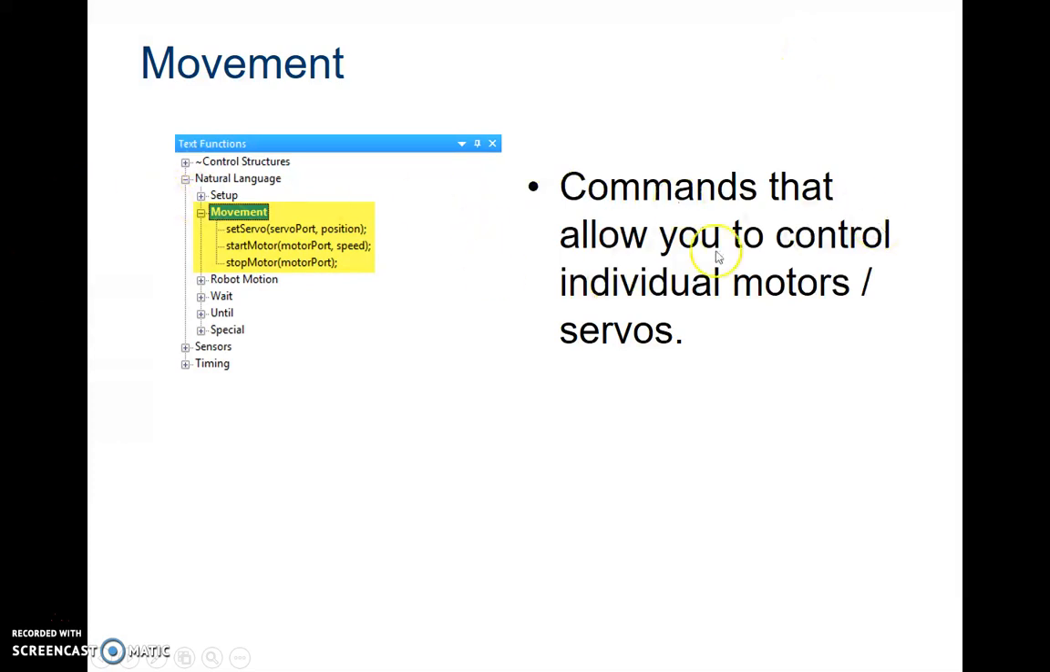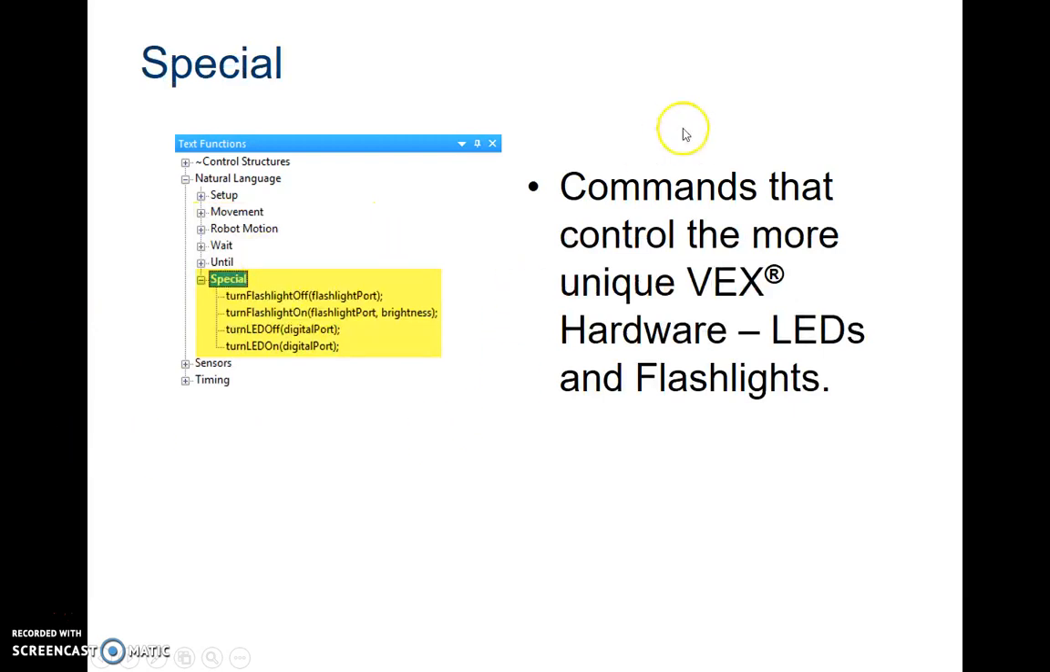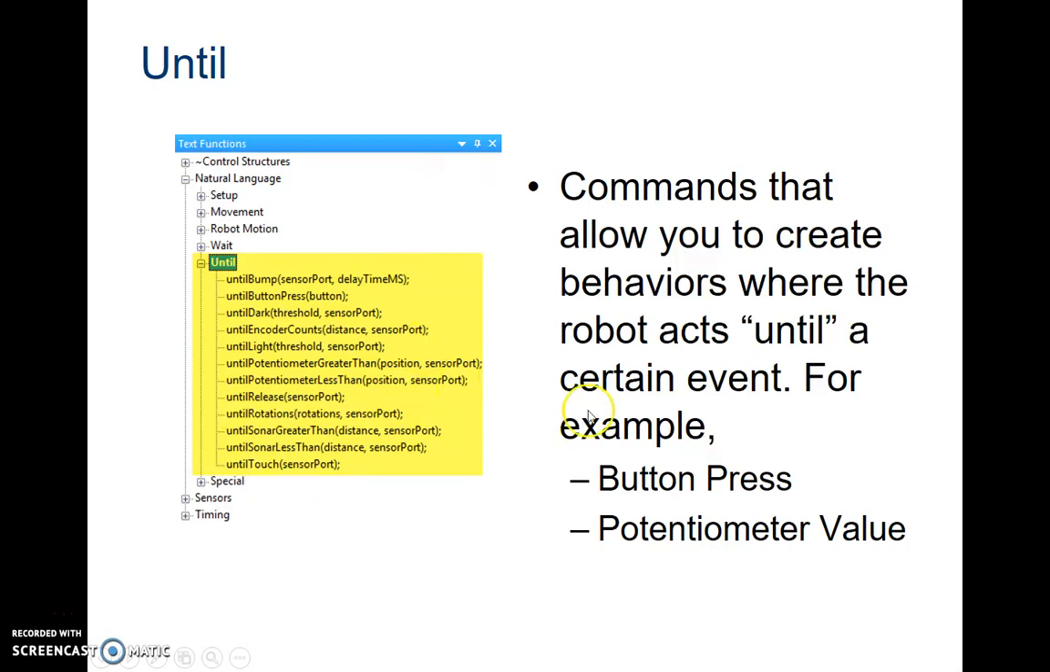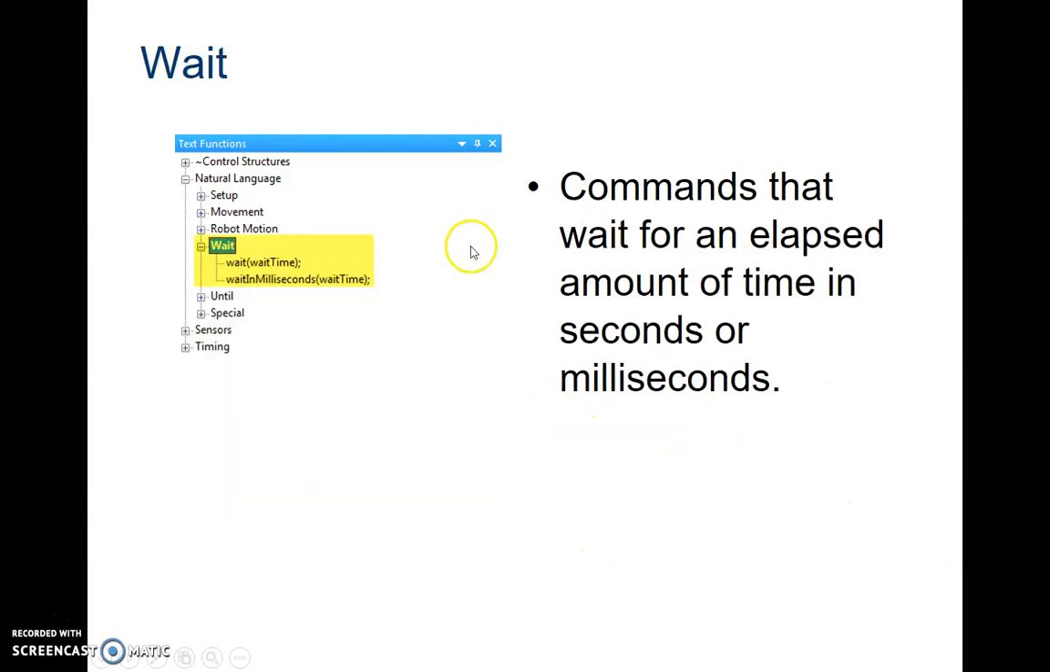Movement is going to have your commands that allow you to control motors. We don't have these things called servos, so you've got a start motor and a stop motor in here, and that's it. Special is commands that control the more unique hardware. We don't have flashlights, so we only have turn LED off and on in here. We've got until. And this is commands that allow you to create behaviors where the robot acts until a certain event happens. For example, until a button is pressed or a potentiometer reaches a certain value. And we have wait, which is commands that wait for an elapsed amount of time in seconds or milliseconds.